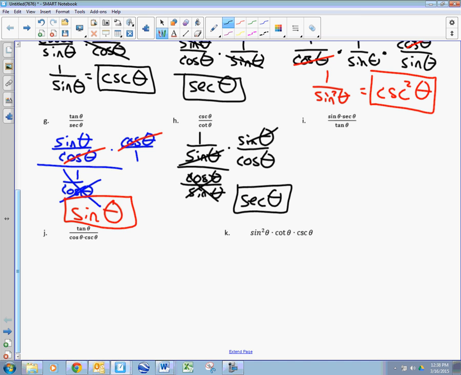Let's try this one. You guys can do the last 2 on your own. Sine of theta over 1 times, what's secant? 1 over cosine, times tangent, which is sine over cosine. So I'm going to multiply by the reciprocal, so times cosine over sine. What do you notice?